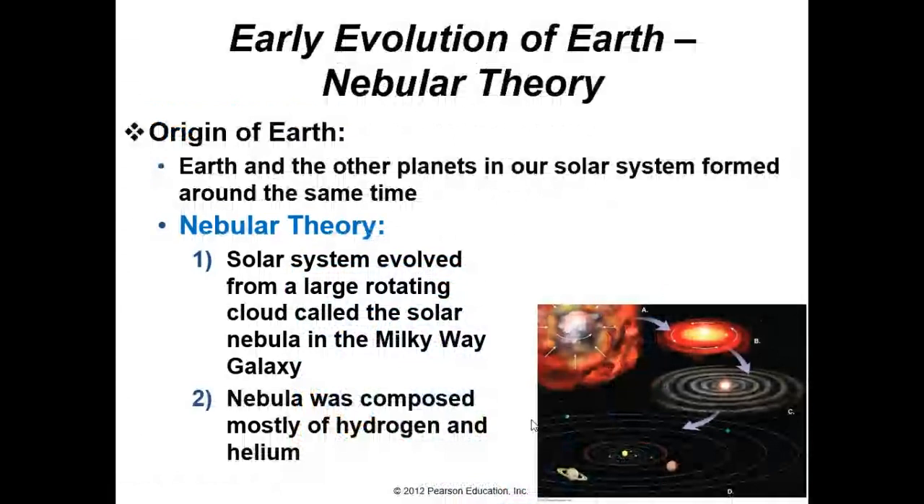All right. And we will move on and talk about the formation of Earth and our solar system in general. Okay. So the origin of Earth is described in the nebular theory. Okay. And it's a theory because it's been widely tested and accepted. So basically, it all started with what's called the Big Bang.